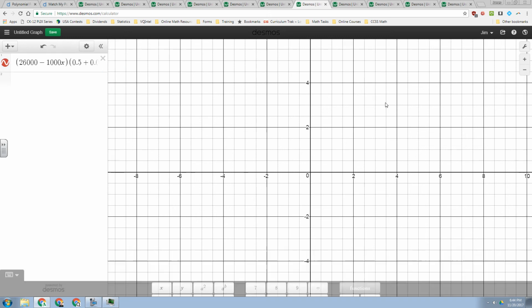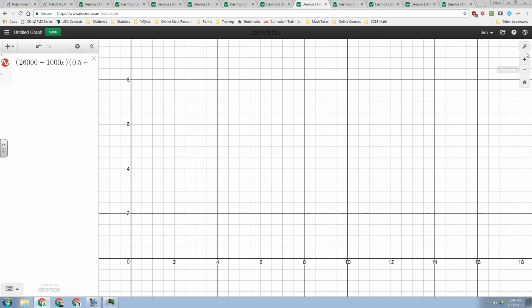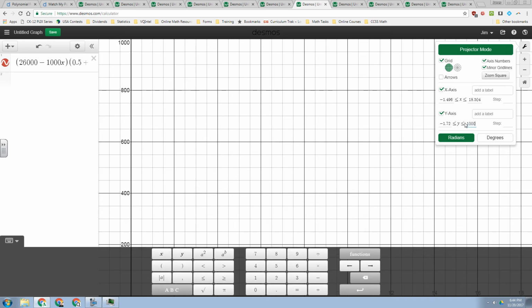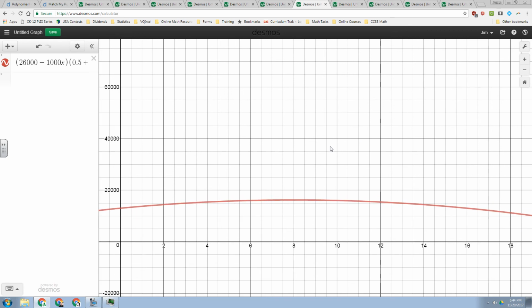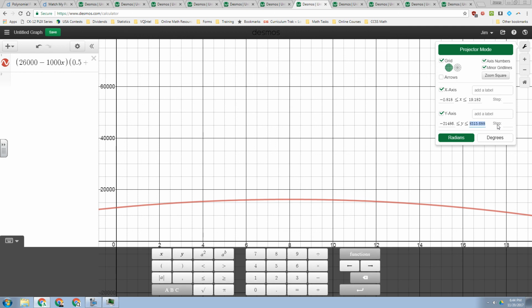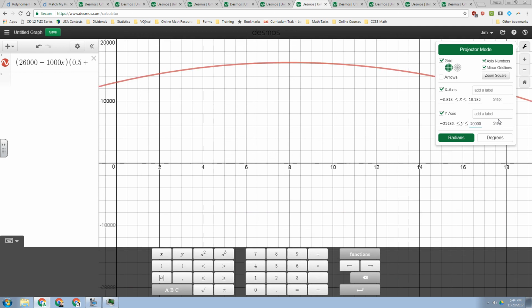So Part B says we want to find a graph that gives us a maximum. So what we'll do is we'll extend the Y max. So we'll keep getting bigger and bigger. Up there it is. All right. So I can make that 20,000.